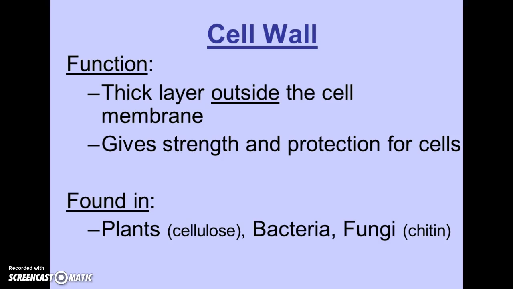Animal cells don't have cell walls. If they did, they'd be very rigid, stiff cells, and they wouldn't be able to move around like they need to do. Plant cells do have cell walls made of cellulose. Bacteria have their own cell walls, although they're not eukaryotes. And fungi have cell walls made of chitin. It's one of the big differences between plants and fungi.